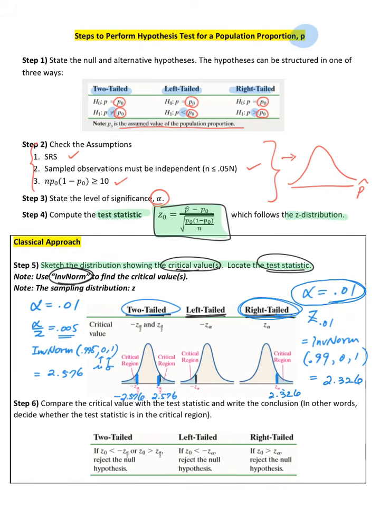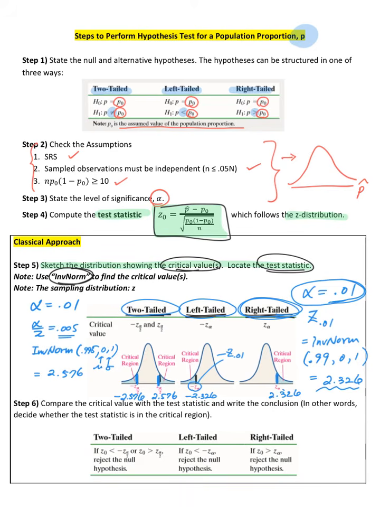Now for the left-tailed test, we can use the critical value of the right-tailed test, which is 2.326, and you just need to change the signs. So negative z sub alpha right here is basically negative 2.326. This is basically negative z sub 0.01. You just have to change the signs, that's all.